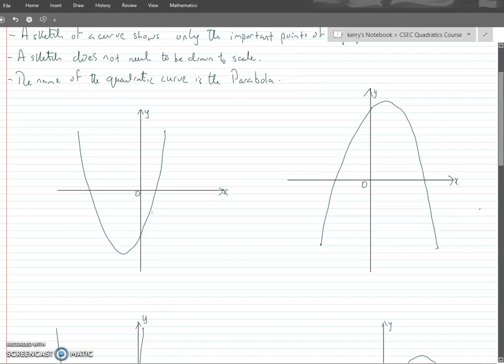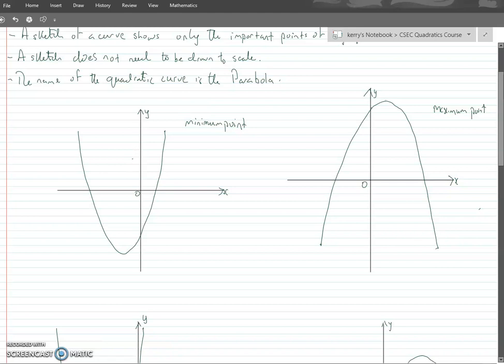One is what you call a minimum point parabola. And this one here has a highest point, and all the other points go under that. This one is what you call the maximum point parabola. So you have the minimum point parabola and the maximum point parabola.